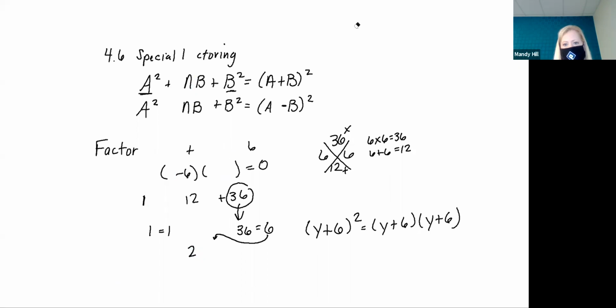Let me try this. Okay, so this next one, we're going to factor 9y squared minus 30y plus 25.